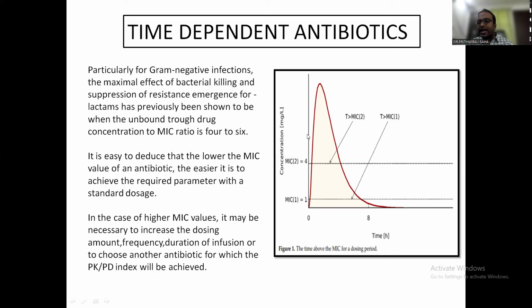And we are working in zones where MICs are very high. So if we give a bolus, the same graph will be formed and we will get a very small time above MIC and our PKPD will not be achieved. So for the resistant bug or for the high MIC bug, you need to increase the dose or you need to give a continuous infusion.